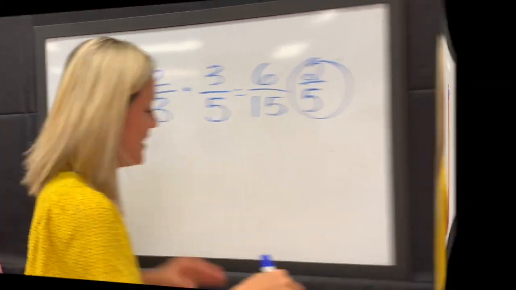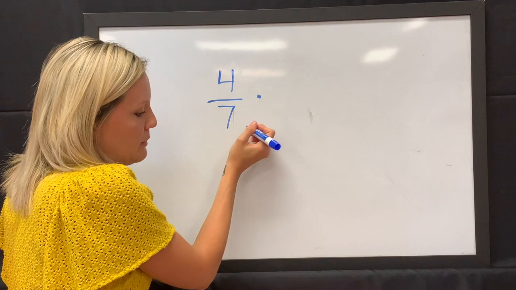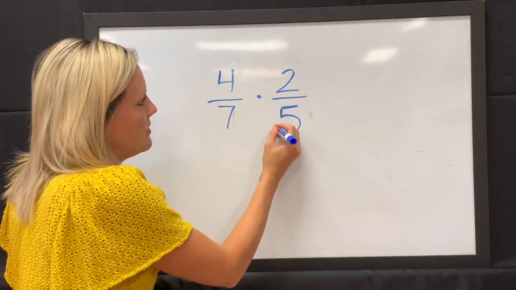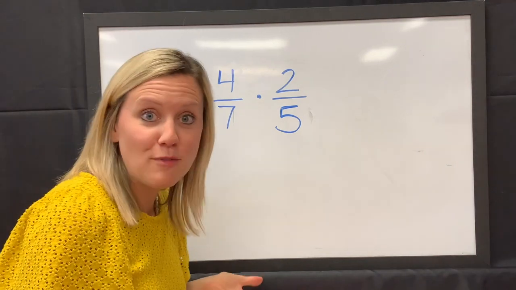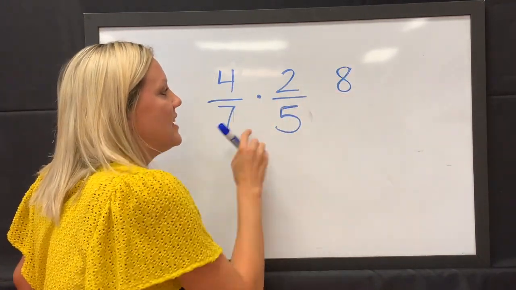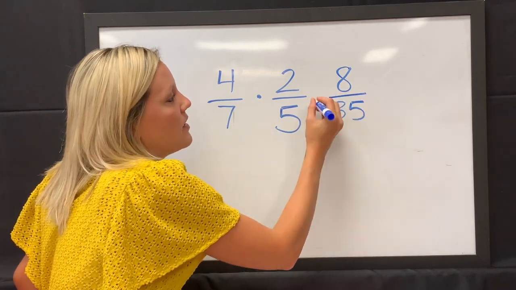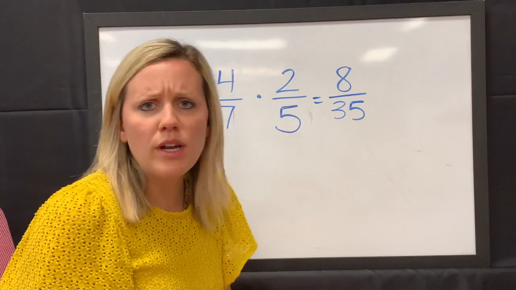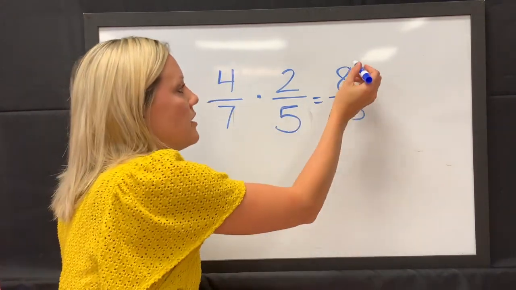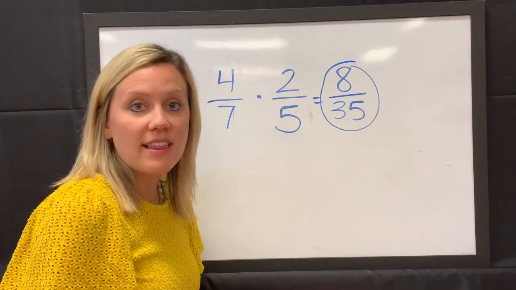Let's try another one. 4/7 times 2/5. Okay, we're just going to, again, multiply straight across. 4 times 2 is 8. 7 times 5 is 35. And there is no number besides 1 that goes into these evenly. So this is our final answer. It's reduced in everything, 8/35.